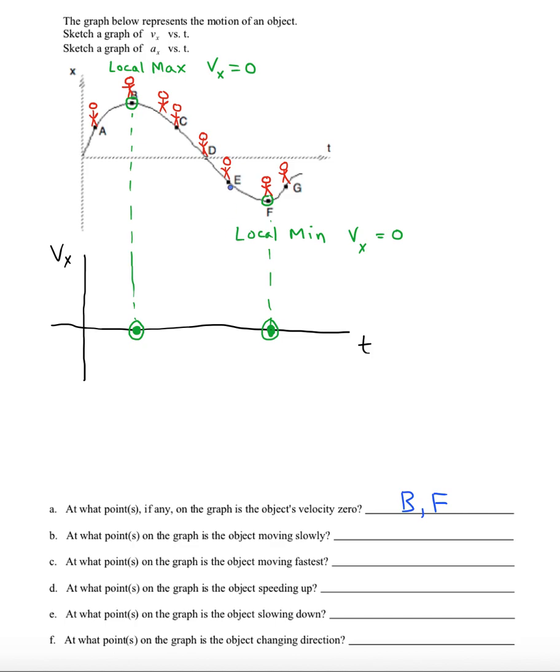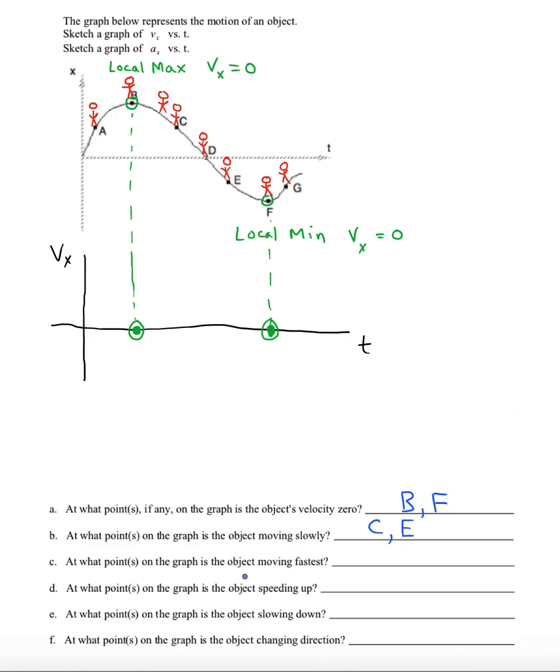E jumps out to me as a point where the speed would be slow. So I'll write that down. And let's see, anything else? Yes, perhaps point C. Point C looks like it has a fairly gradual slope. I'm going to put those two as my answers.